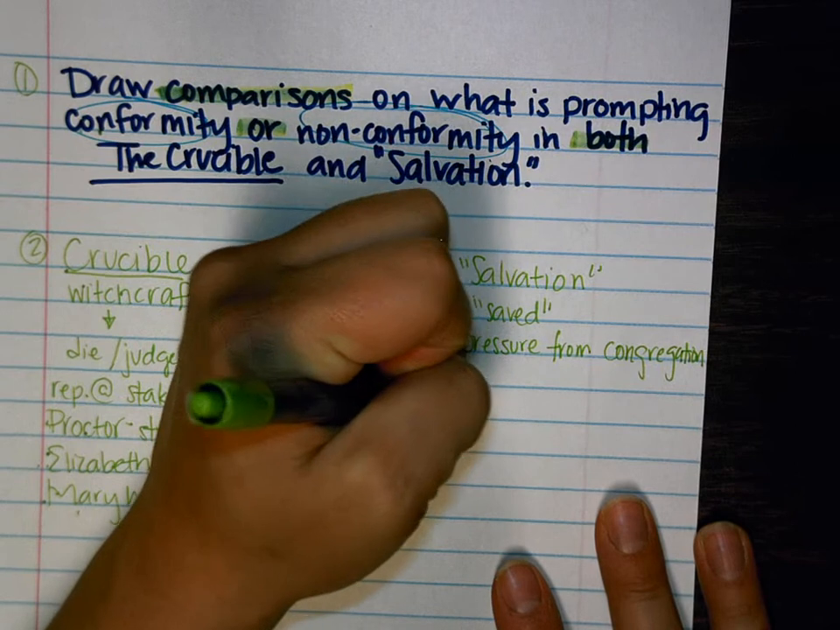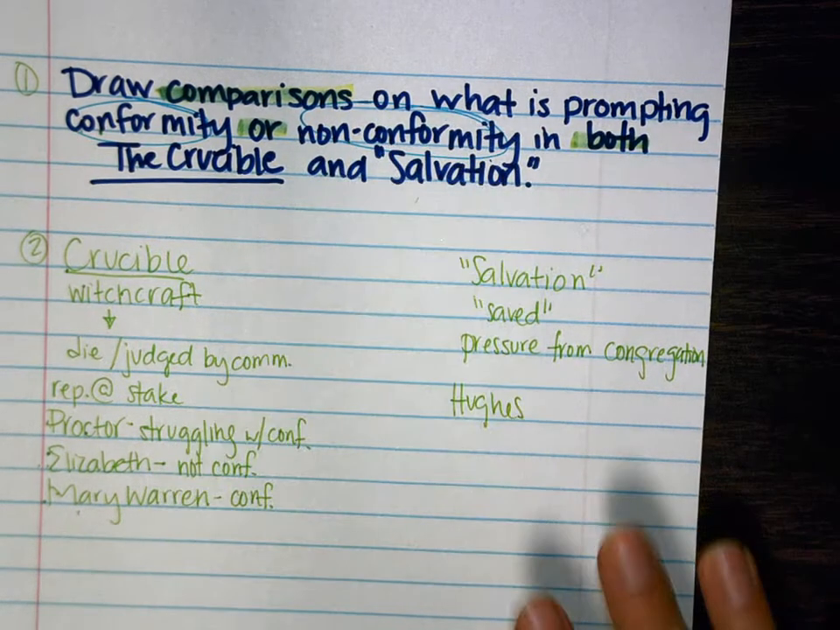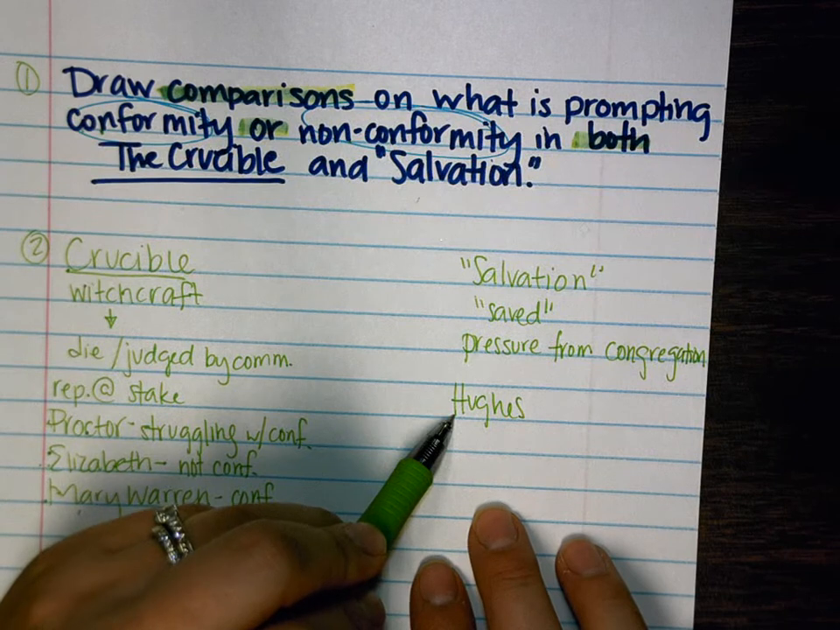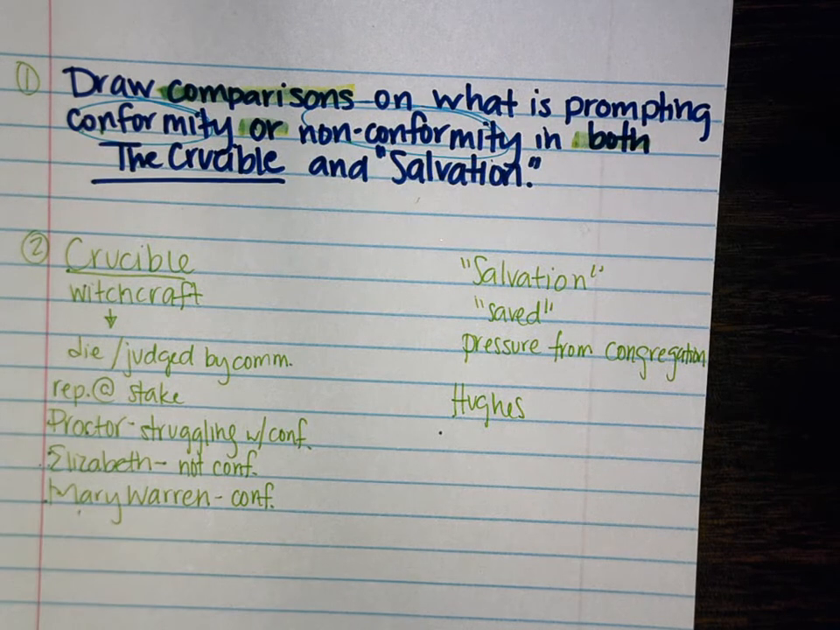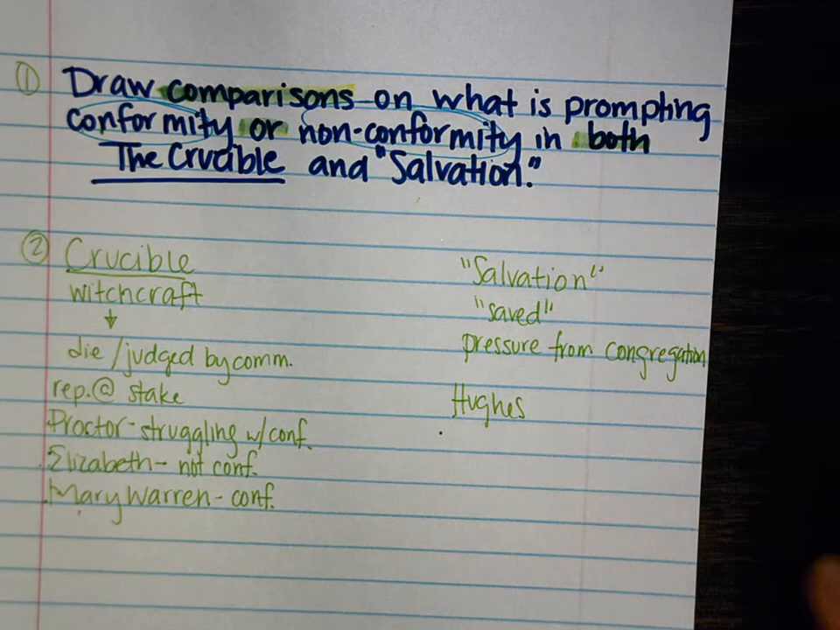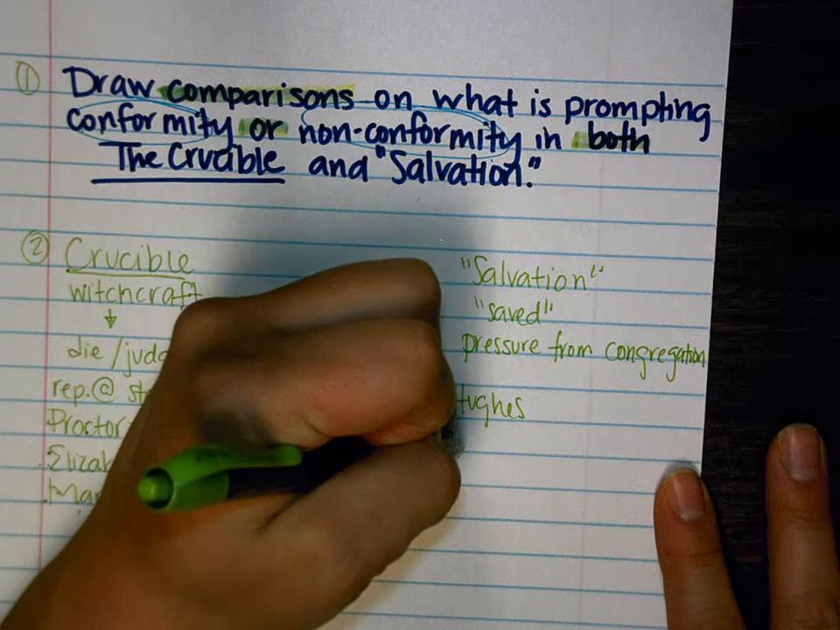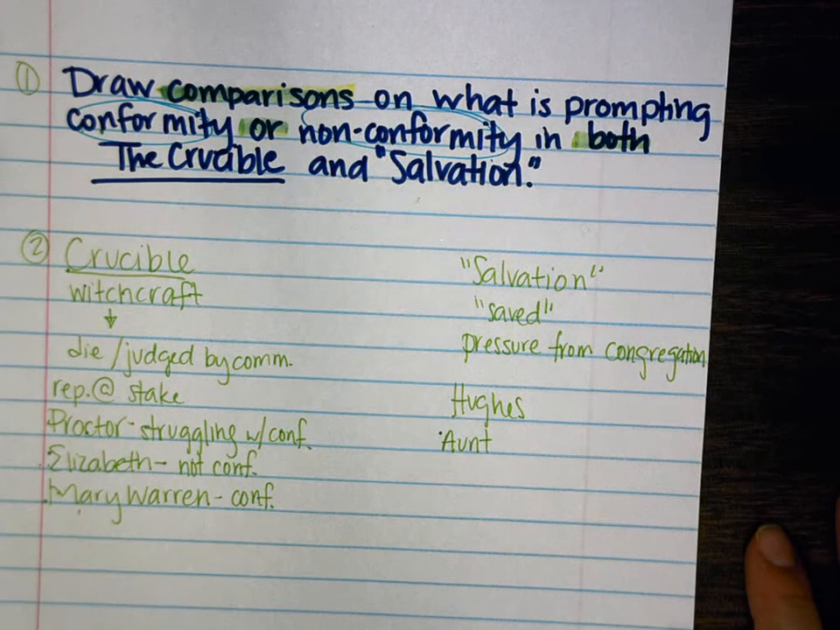He would clearly be the easiest one to discuss because it's a narrative written from his point of view, so he would definitely be the character to talk about. Although I suppose you could argue his aunt and why she conforms, although that would be a little bit more difficult. But you could definitely do it. That would be another character that you could discuss if you wanted.